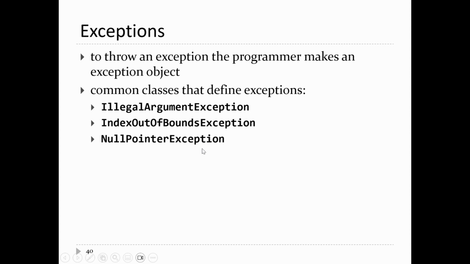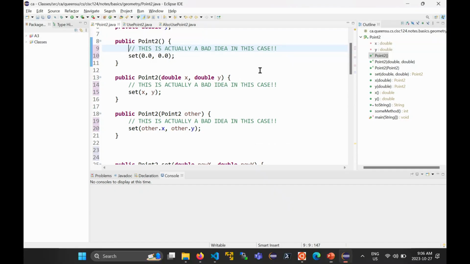The most common ones that you'll encounter is this thing called illegal argument exception. That's the exception that's typically thrown when a precondition is not met. You'll see index out of bounds exception if you are using some kind of indexed data structure, like a string or list, and the index is invalid. You'll also see this thing called null pointer exception. So I haven't talked much about the value null, and I guess this is a good time to do it.